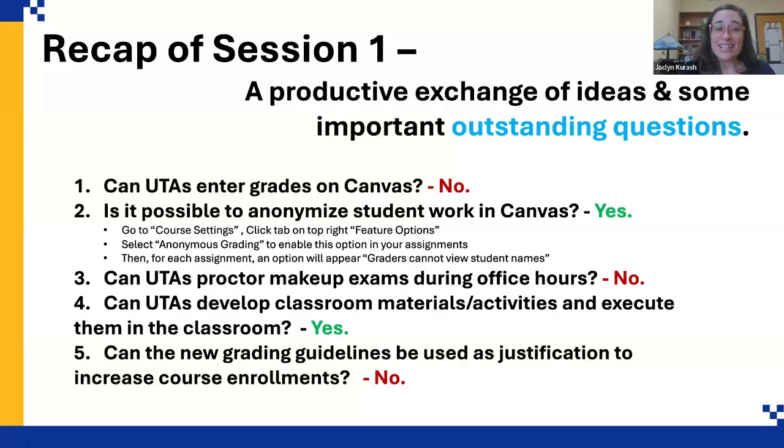The answer is yes, thanks to my colleague Benjamin Brandt, who has used this feature before. Essentially, you can go to course settings, you click on the tab on the top right called feature options, and it gives you the option to select or enable anonymous grading, and that is throughout your Canvas site. However, you need to make it anonymous for each assignment that you would like to have graded anonymously. So it just makes that option available in the assignment, and then you need to click that and make that possible for the graders. But it does work. I tried it out, and it's very exciting.